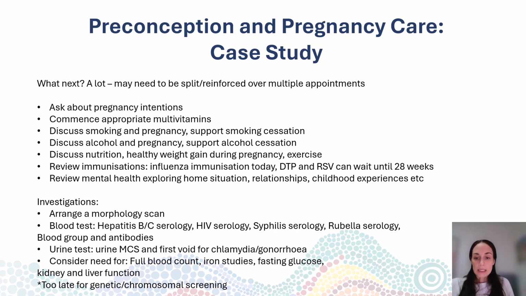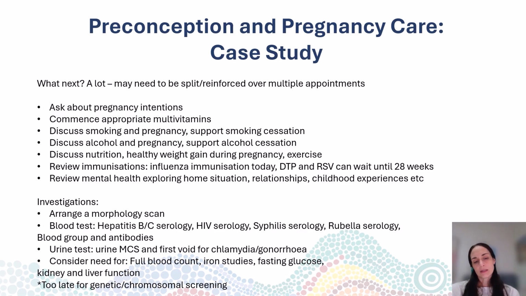Now, as first-line investigations, we need to organise a proper morphology scan to have a look at the baby. We need to do some blood tests. So the things that I'd be looking at doing would be hepatitis B, hepatitis C, HIV, syphilis, rubella, blood group, and antibodies. Urine test. So I'd be looking at a urine MCS and a first void for chlamydia and gonorrhea. And just a quick note there that the chlamydia and gonorrhea testing can be done via other ways such as a throat swab, anal swab, or an endocervical swab if required.